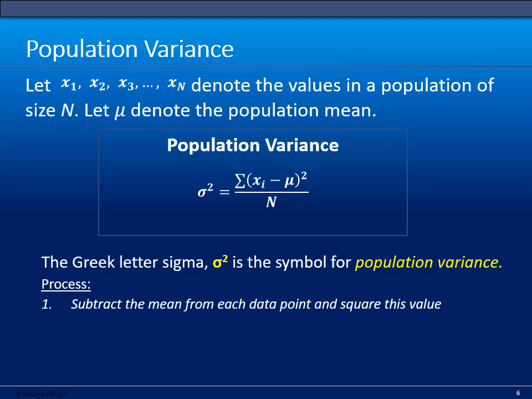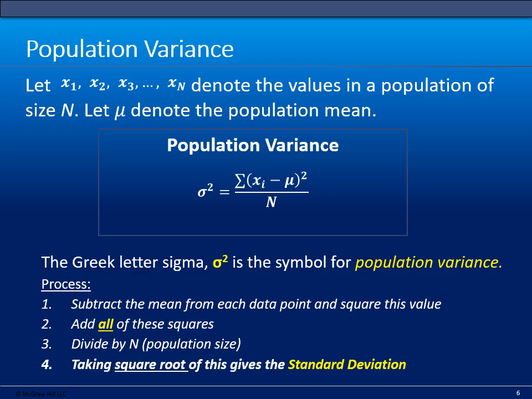Again, simply subtract the mean from each data point, square that value, add all of those squares, and divide by the population. This is just notation saying take the mean, take the difference, square each of those, and then add them all together, and then divide by the population size. If we actually take the square root of this, we just get this symbol sigma, which is the standard deviation, which is what we're typically using when we're doing statistics.